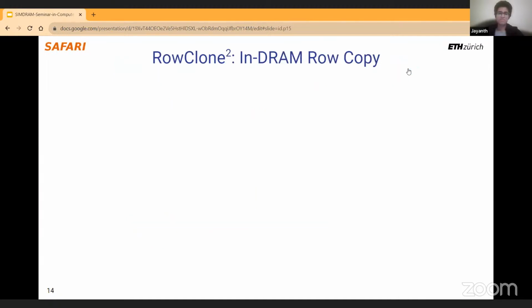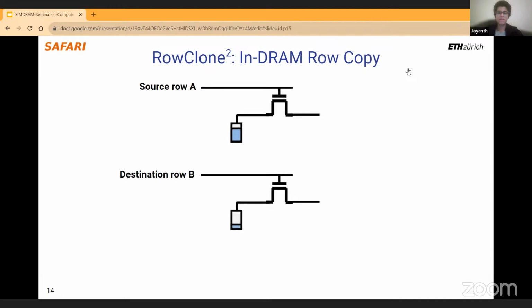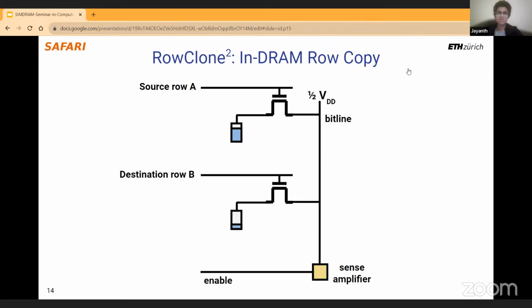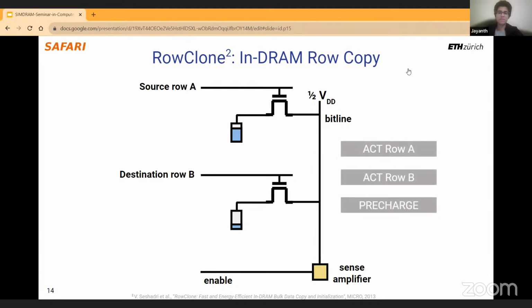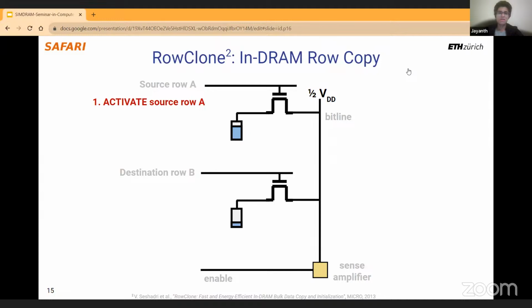And now coming to one of the main techniques that SIMDRAM leverages, it's called RowClone. RowClone is a mechanism through which we can perform in-DRAM row copy. This is done by successively activating 2 rows. By issuing an activate to row A and then to row B, as shown in the figure here, we will be able to copy the contents of row A into row B. So let's see how this actually works.